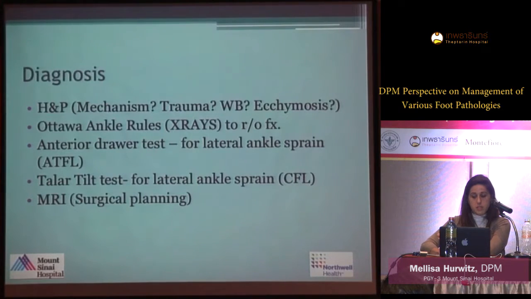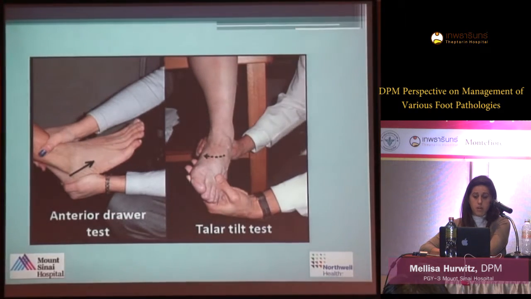To specifically test for anterior talofibular ligament rupture, you could do the anterior drawer test, which I have demonstrated on the next slide, as well as the talar tilt test, which will test for damage to the calcaneofibular ligament. And these clinical tests may be all that you need to demonstrate that you have a torn ligament. MRI and ultrasound could certainly show you on imaging, but you don't necessarily need that. For the anterior drawer test, you hold the tibia still, put your opposite hand on the posterior calcaneus, and pull the calcaneus forward.